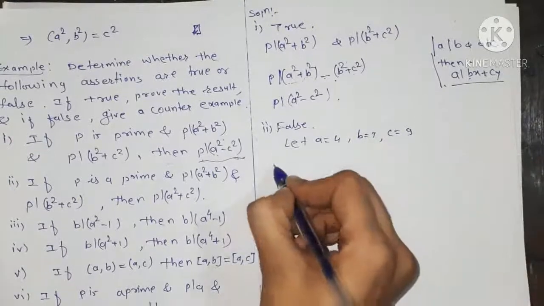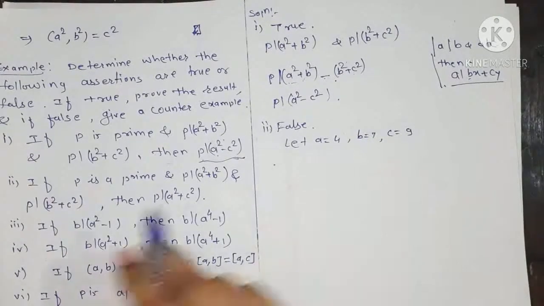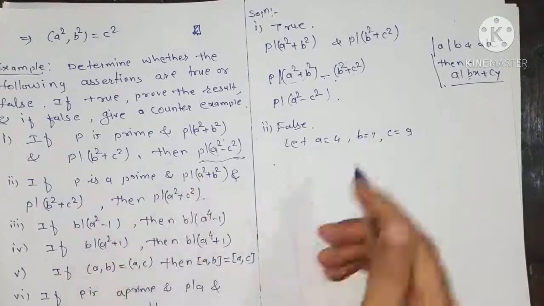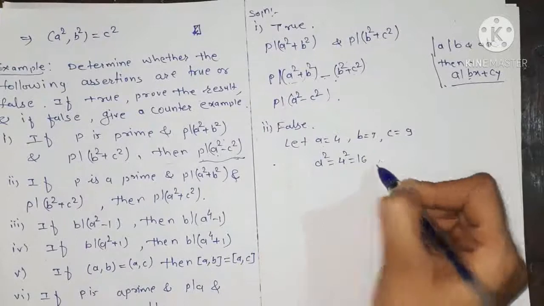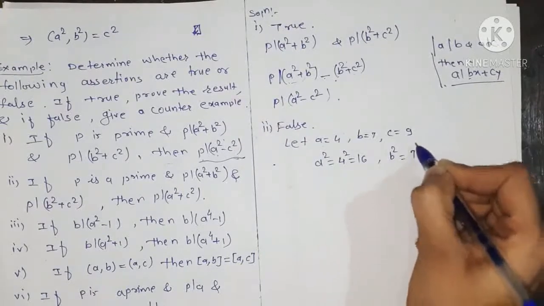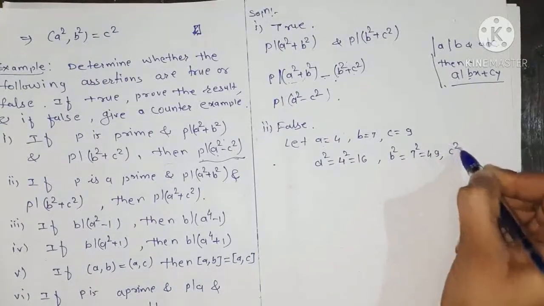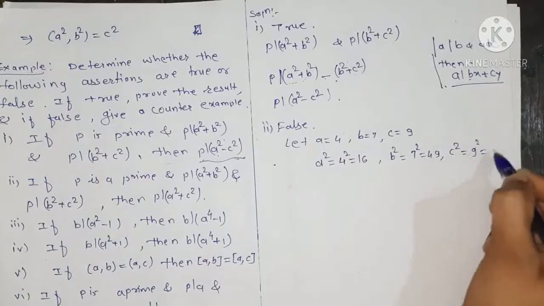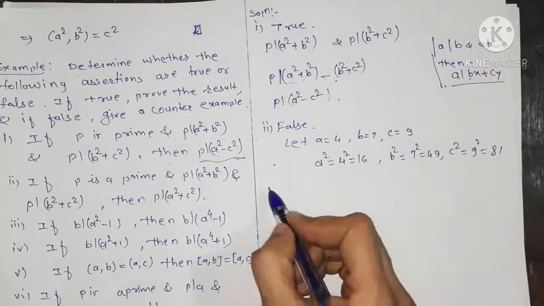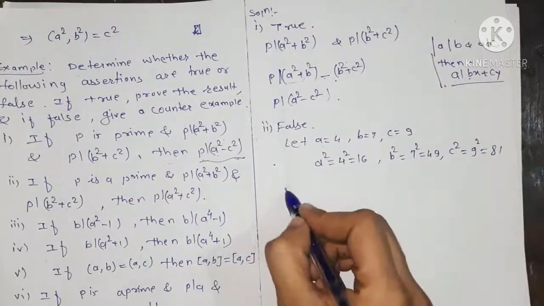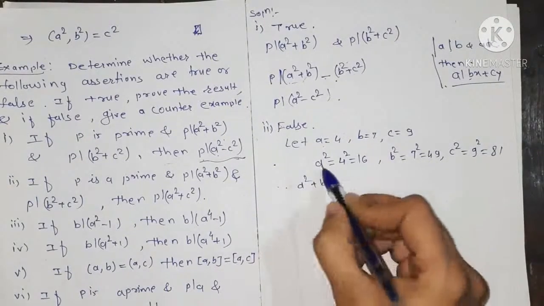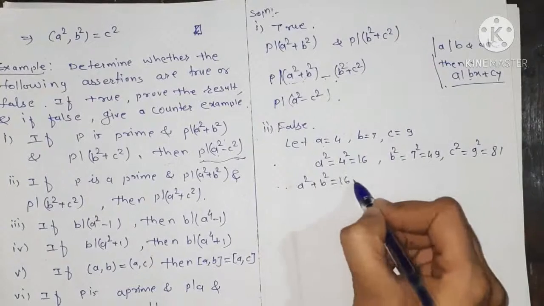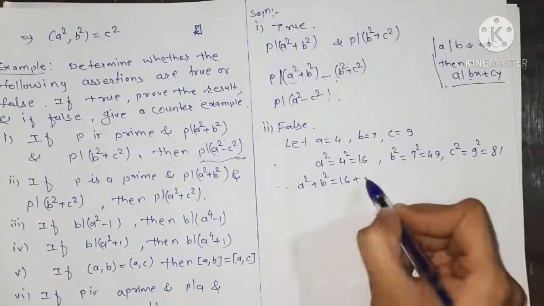Then we have A equal to 4. Okay, so A square is 4 square, that is equal to 16, comma B square equal to 7 square, that is equal to 49, and C square equal to 9 square, that is equal to 81. So we have now A square plus B square equal to what? A square is 16 and B square is 49.